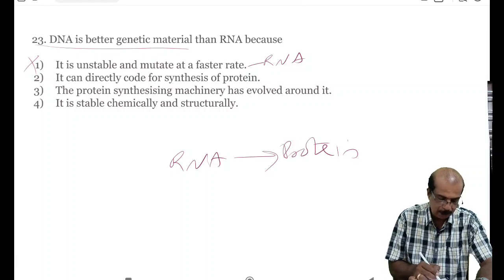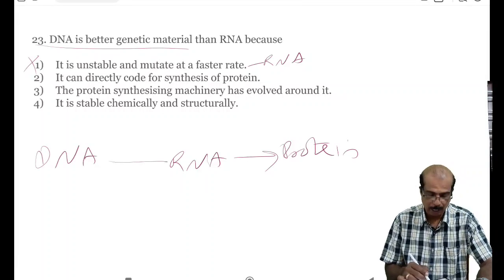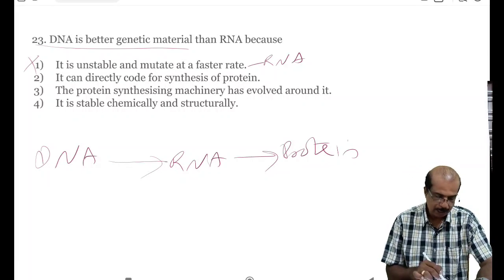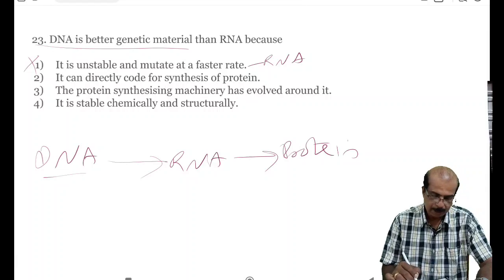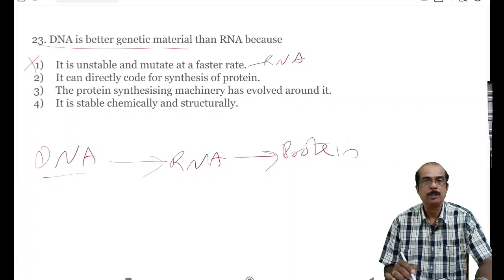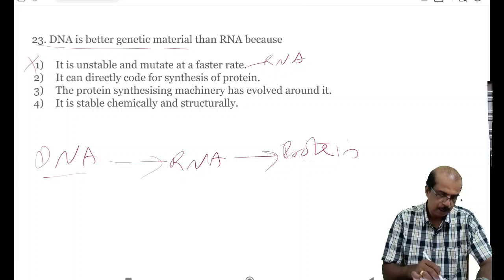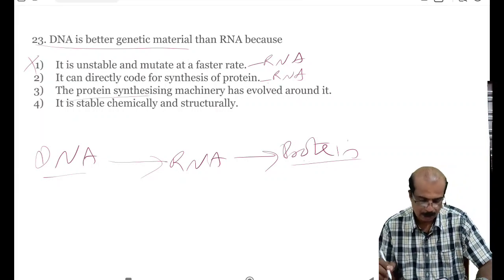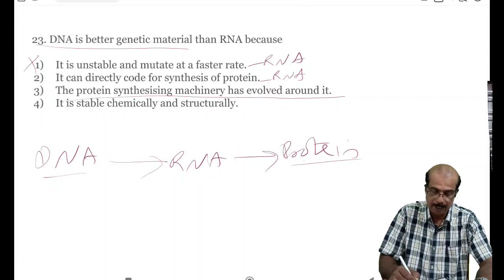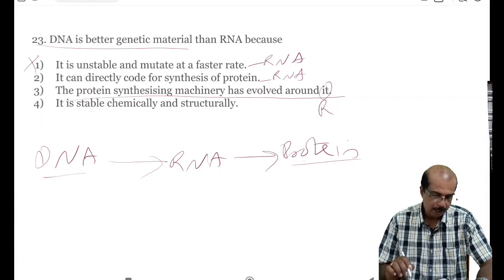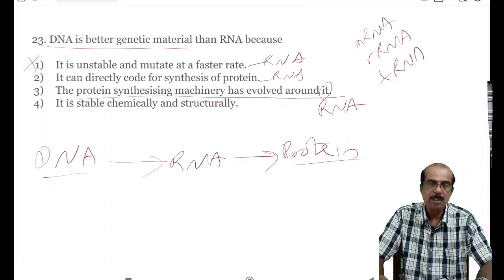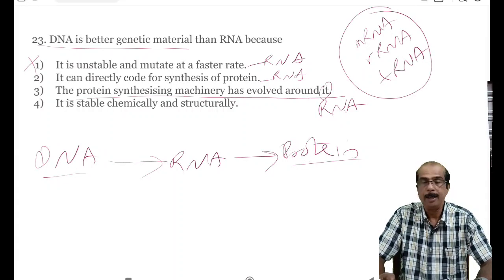When DNA comes, it depends on RNA for expressing its character in the form of protein. So DNA has indirect access for expressing its message. So this second statement is also regarding RNA. The protein synthesizing machinery has evolved around it. It means RNA. The protein synthesis machinery consists of mRNA, rRNA and tRNA. Therefore, protein synthesis machinery revolves around RNA and not DNA.